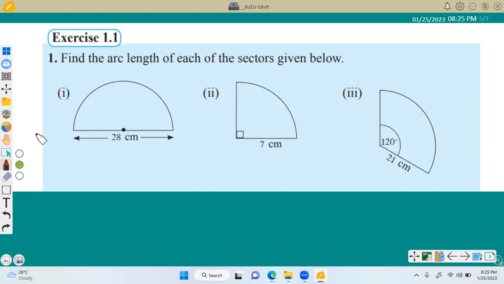Actually, the first one is a semicircle. That means half of a circle. Then there is no need to apply the formula at once. You know that it is 1/2. That means this is half of a circle, so half of 2πr is the arc length. This one is 1/4, and this one is 1/3. If you can identify at once, it is better. If it is difficult, you can substitute the formula. It doesn't matter.